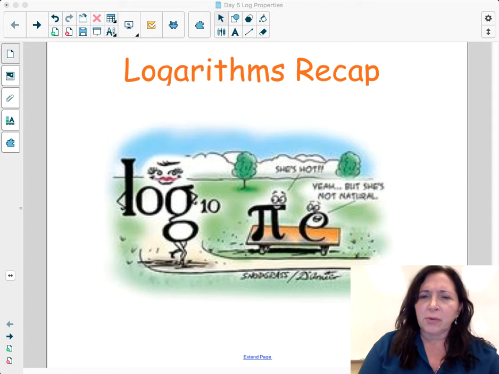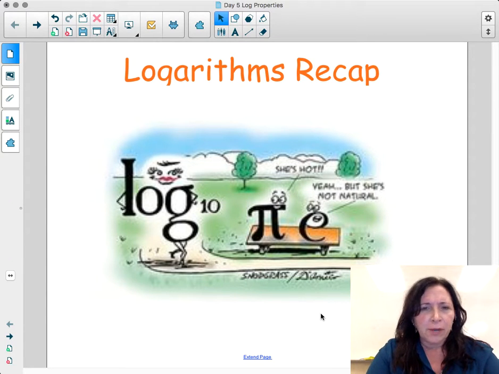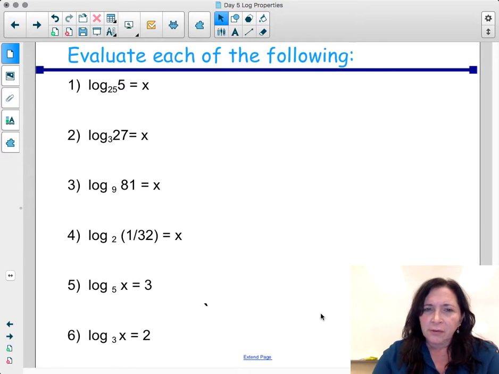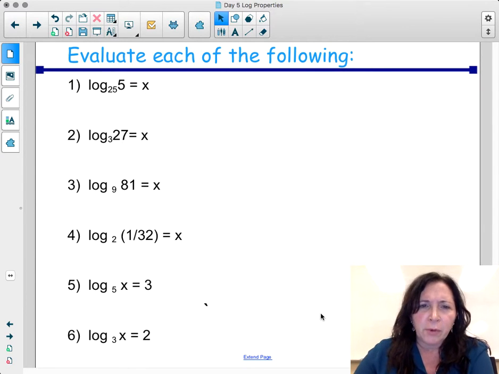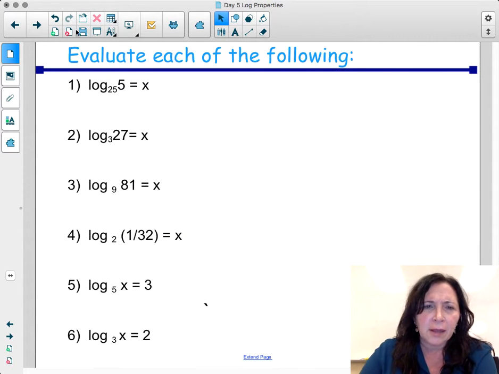Hi everyone, today we're going to learn about properties of logarithms, but first we're going to start with a recap of what we know about logarithms right now. So to review, we're going to evaluate each of the following, and in doing that, we're going to get the base to be the same across the equal sign.